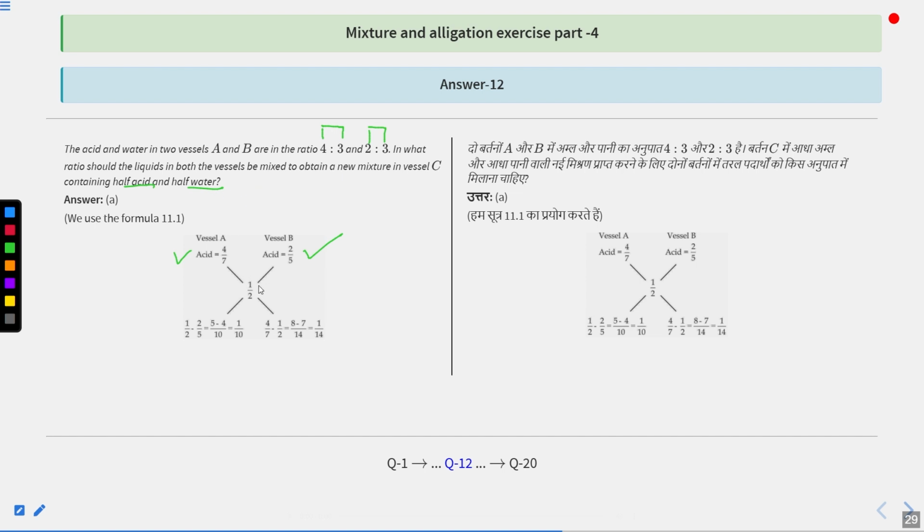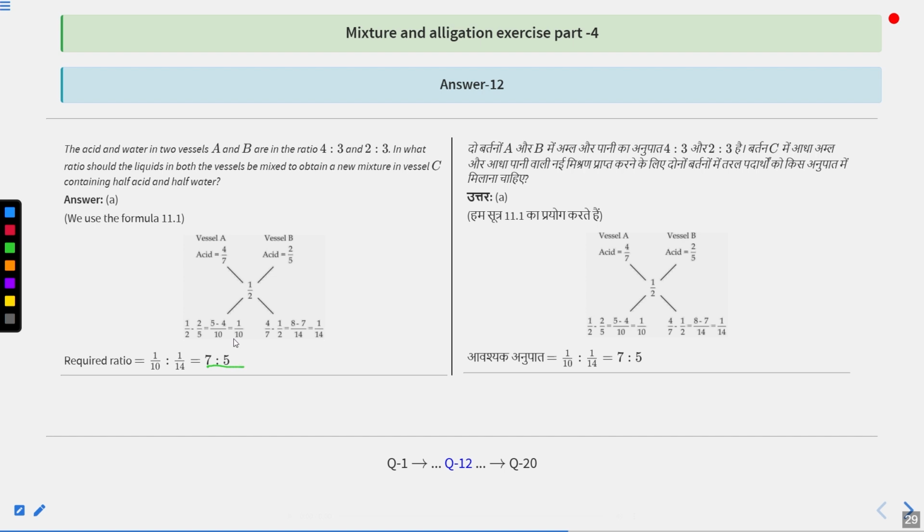The average acid will become 1/2. So we need to calculate the ratio. So we just subtract the average from the dearer and cheaper. Clear? So when we calculate it, we get the required ratio, which is 7:5. We get 1/10 and 1/14. So when we calculate it, we get 7:5.